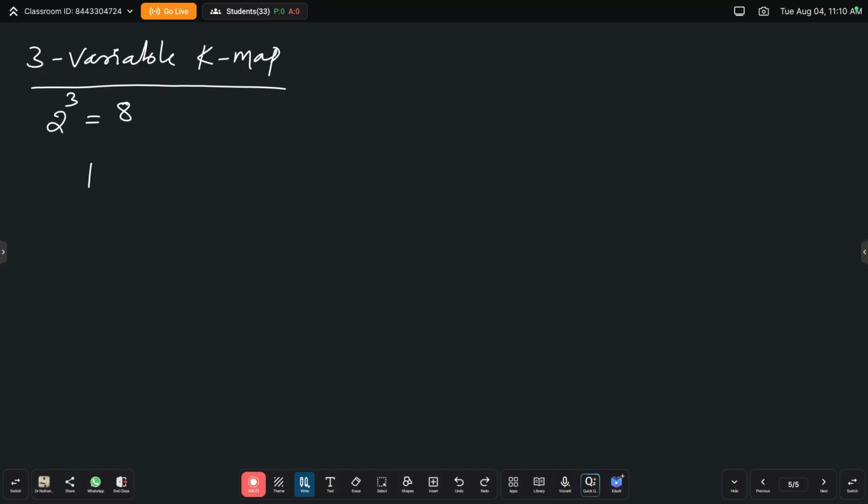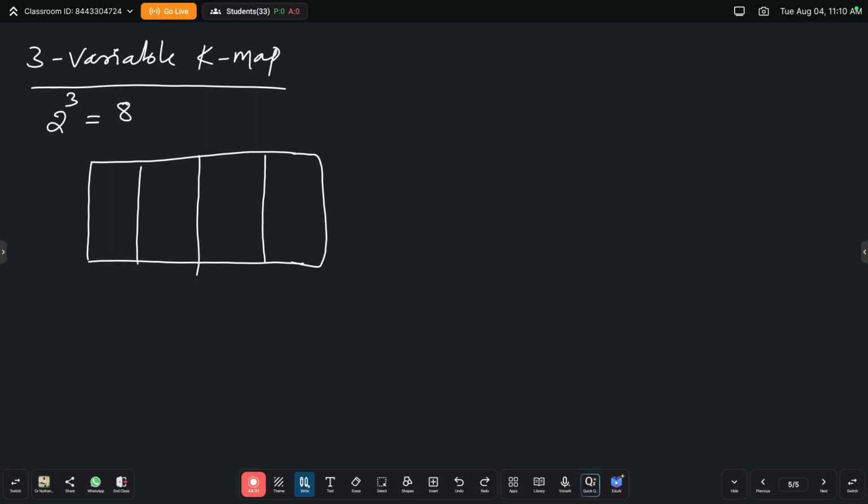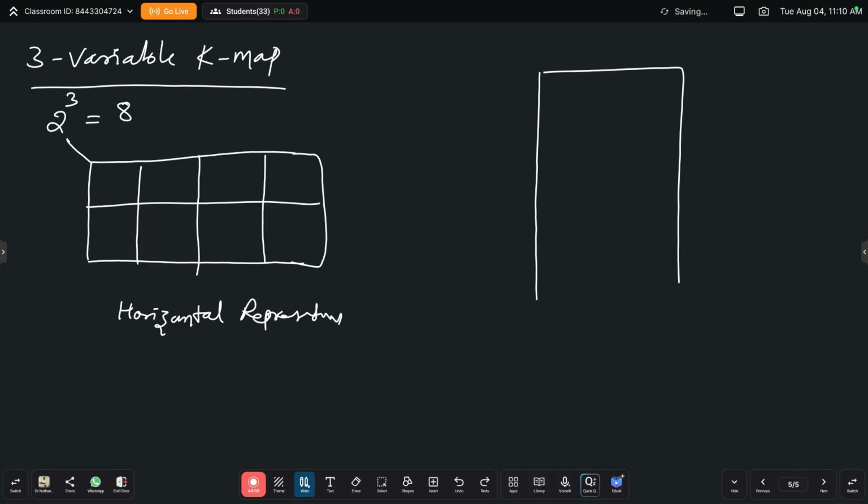Now tell me, how many cells are required? 8 cells. So this is horizontal representation. Yes or no? Sir, what is vertical representation? Vertical representation is also possible. Whatever you are convenient with, you can take. How to do vertical representation?